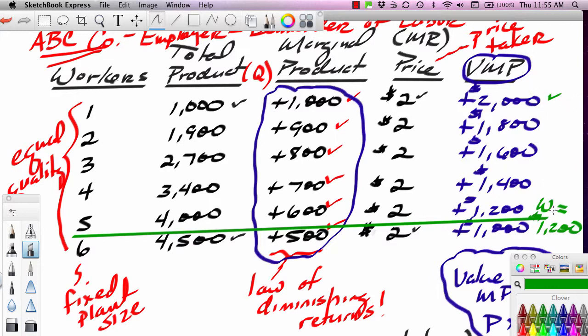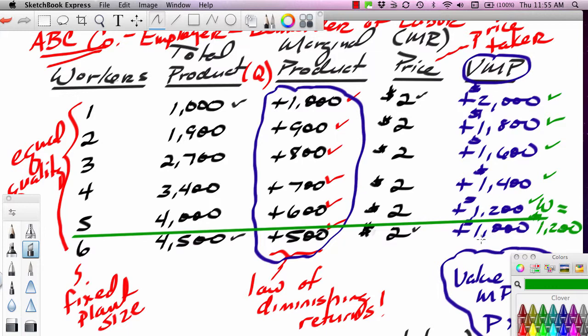$1,200 is less than $2,000, or $2,000 is more than $1,200. $1,800, the second worker adds $1,800 of value and only costs us $1,200. The third worker pays. The fourth worker pays. Fifth, we break even on the fifth worker. The fifth worker brings in $1,200 but costs us $1,200, if we're ABC company.